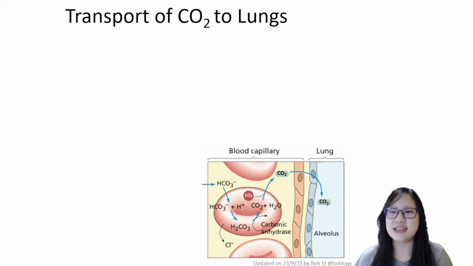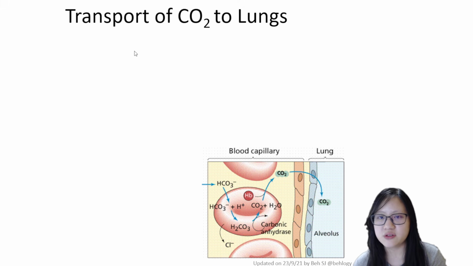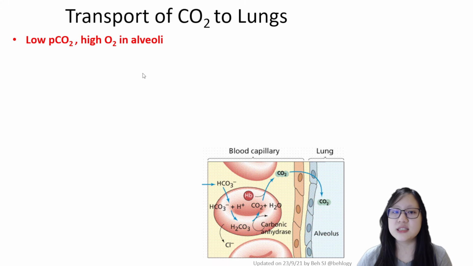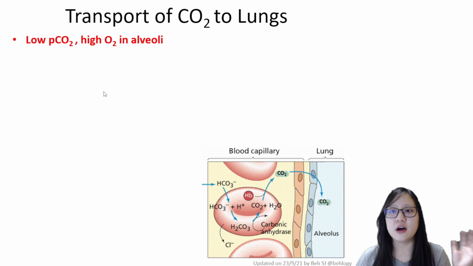Now, what happens at the lungs then? How does CO2 get from our bloodstream into the alveoli and out into the atmosphere? Okay, so it's basically the same thing, but in reverse. Why? Now, it's important to come back to this point. In the respiring tissue, the conditions are different from the alveoli in the lungs, right? In the lungs, there is low PCO2 and high PO2. And therefore, all the reactions just now would reverse in direction.